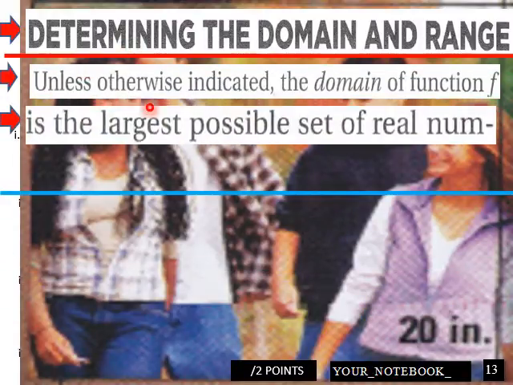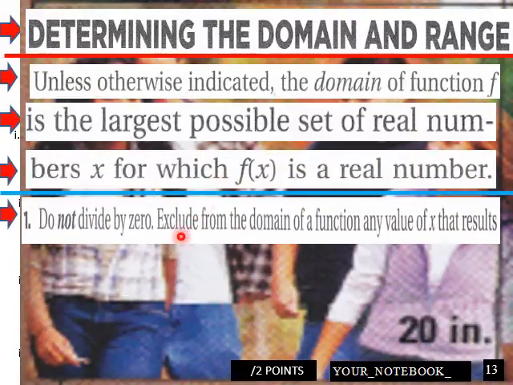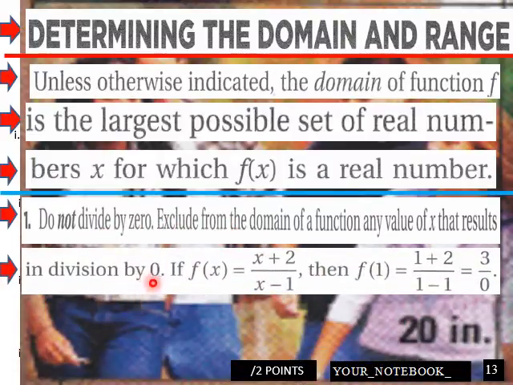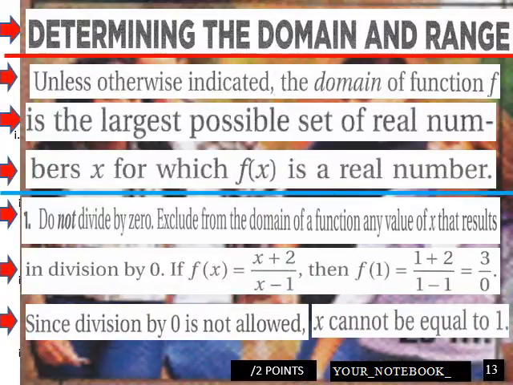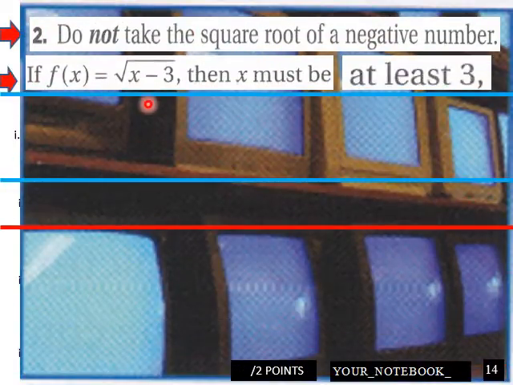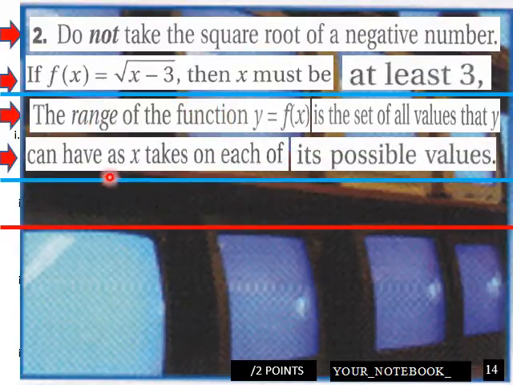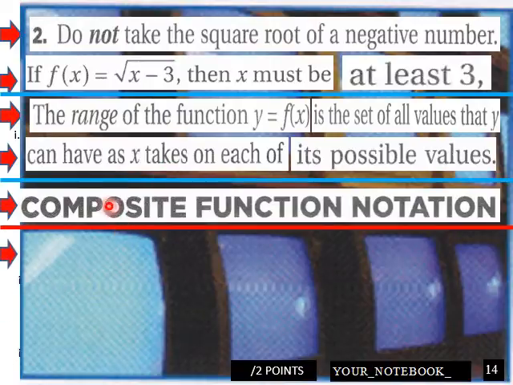Determining the domain and range, unless otherwise indicated. The domain of function f is the largest possible set of real numbers x for which f of x is a real number. Do not divide by 0. Exclude from the domain of any function the value that represents division by 0, so no zeros in the denominator. Do not take the square root of a negative number. We get into other areas there that we're not going to deal with in the SAT Level 1, not in this section anyway. The range of the function y equals f of x is the set of all values that y can have as x takes on each of its possible values.